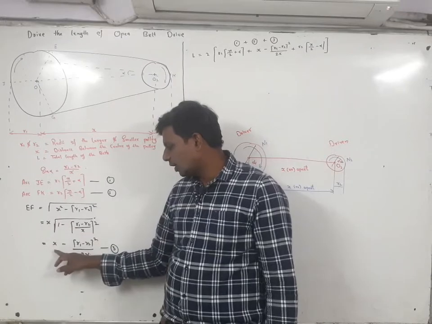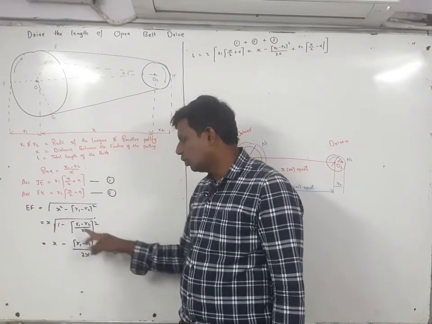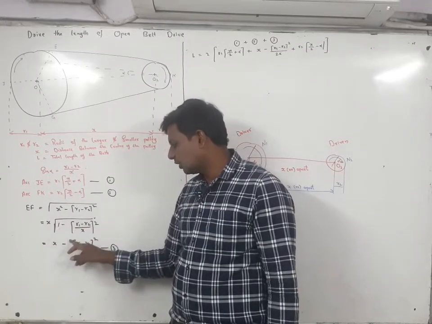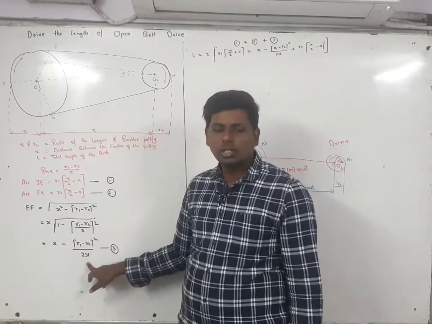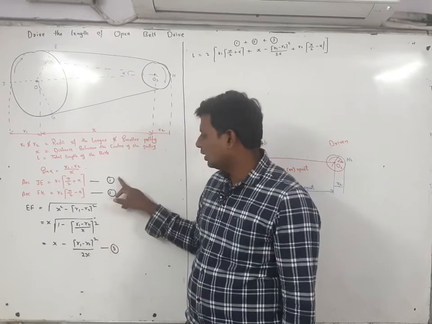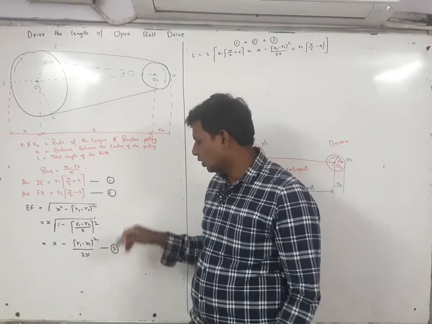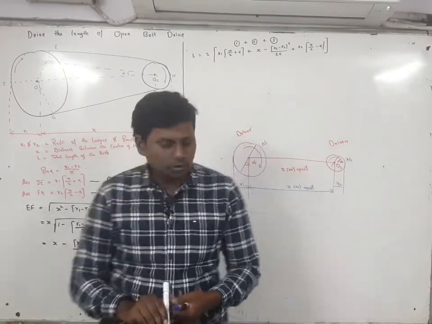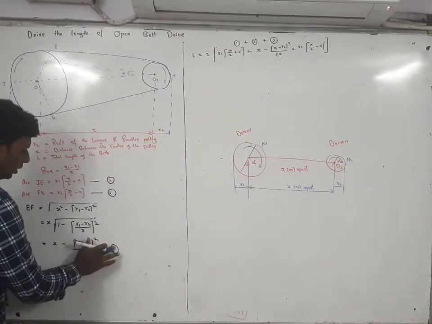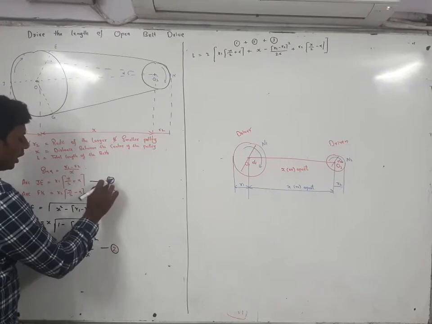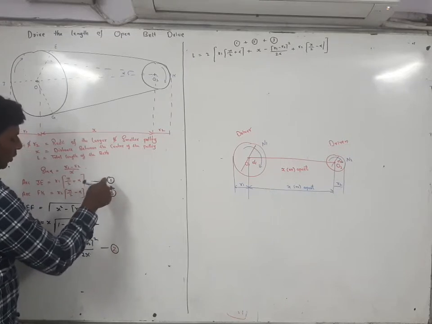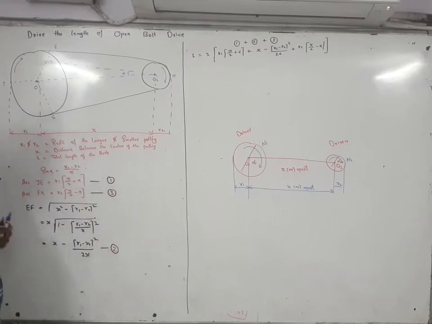After that, writing x as it is and squaring on both sides, the square root will get cancelled, giving x minus (R1 minus R2) whole square by 2x. So let this be equation 1, this one equation 2, and this one equation 3. Equation 1, equation 2 and equation 3.